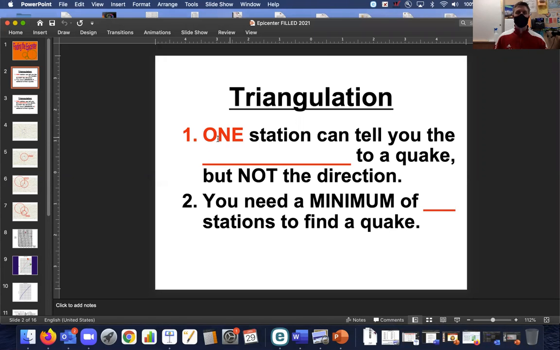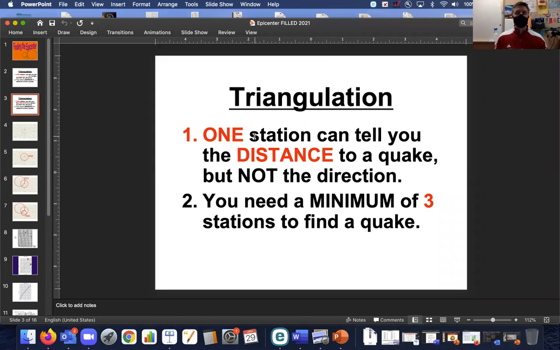For these notes, it says one station. Station is just a seismograph. So when I say one station, I just mean the information from one seismograph, one location. One station can only tell you the distance to an earthquake, the distance to the epicenter. It can't tell you the direction. The only piece of information that one seismograph can give you is the distance to the epicenter.